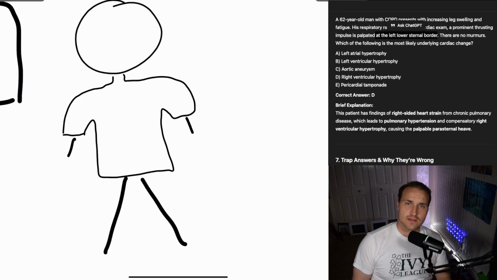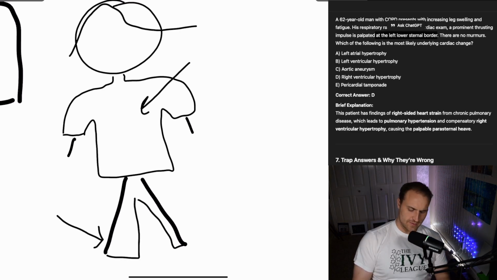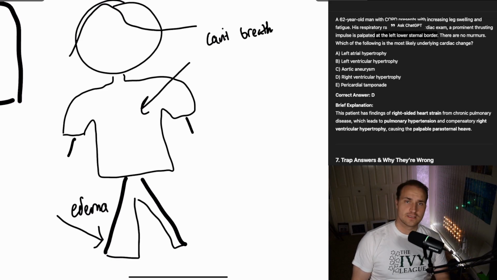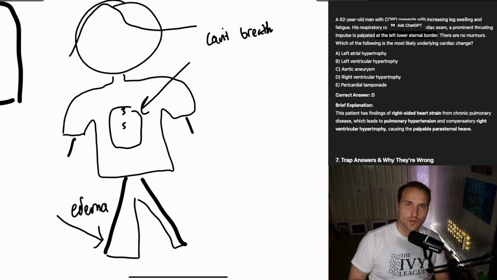Now, this person feels a thrusting impulse along their left sternal border. So we got some heart stuff and we also have some edema. This is a woman who presents to the clinic and she just can't breathe very well. She's got her shortness of breath. So her leg swelling, all this should lead you to think of what's called a parasternal heave. And this is most often due to pulmonary hypertension.